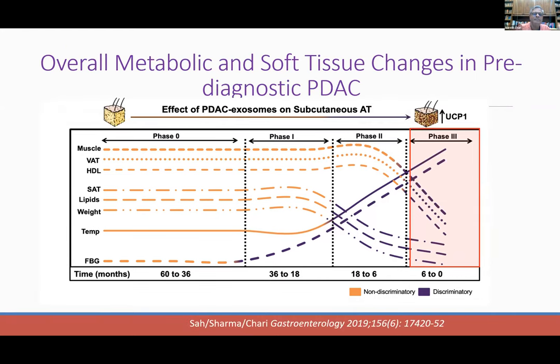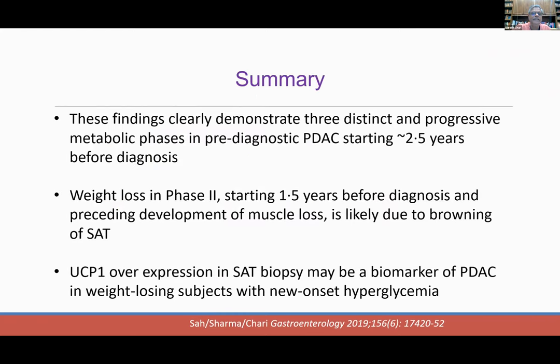We believe that the subcutaneous adipose tissue might hold some additional biomarkers that could help understand whether a person with diabetes who's losing weight is doing so due to pancreatic cancer or just his or her own efforts at losing weight. In summary, these findings clearly demonstrate three distinct and progressive metabolic changes in the pre-diagnostic phase of pancreatic cancer, starting about 2.5 years before diagnosis. And weight loss in phase two, which starts around 1.5 years before diagnosis and precedes the development of muscle loss, is likely due to browning of subcutaneous adipose tissue. UCP1 overexpression in biopsies of the subcutaneous tissue may be a biomarker of pancreatic cancer in weight-losing subjects with new-onset hyperglycemia.